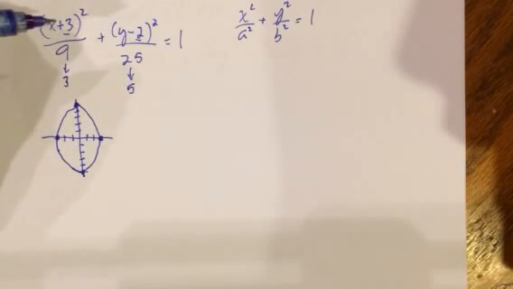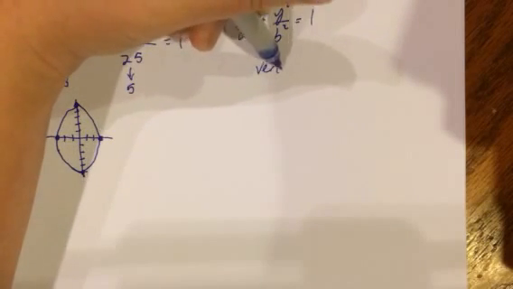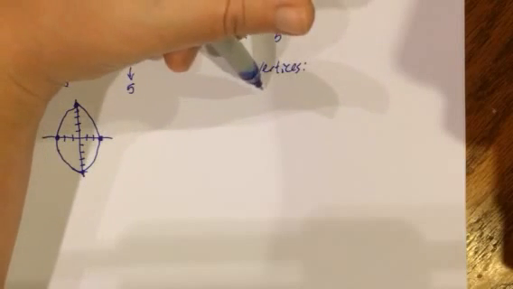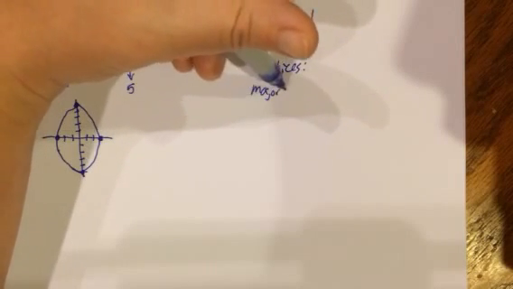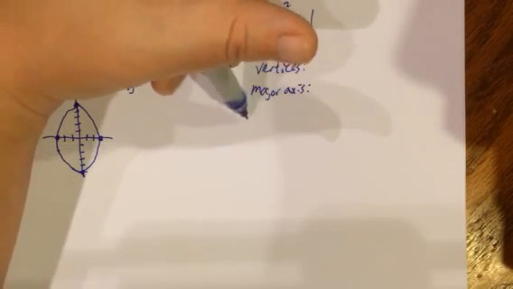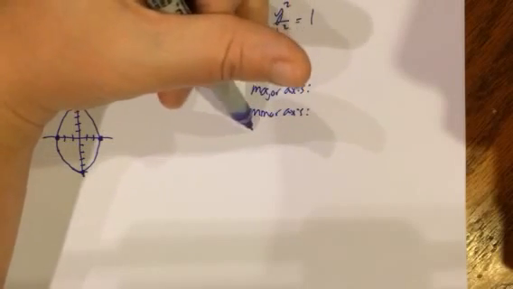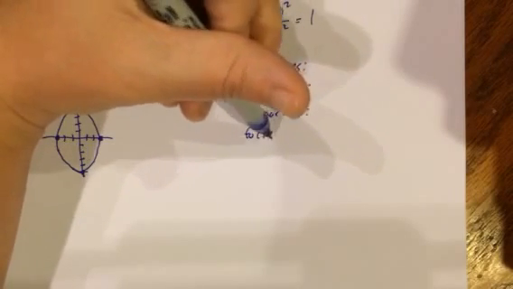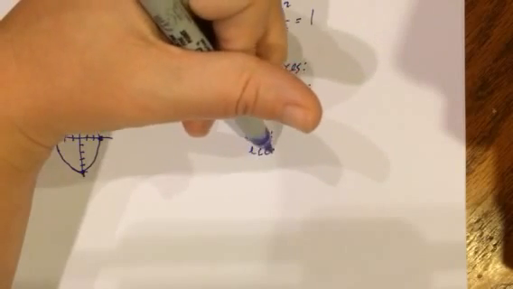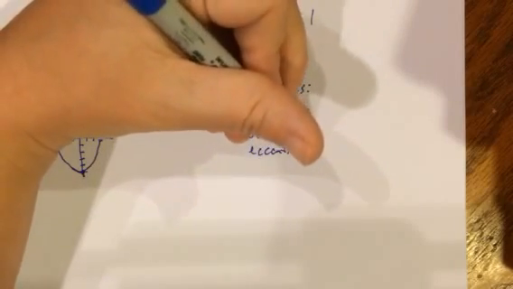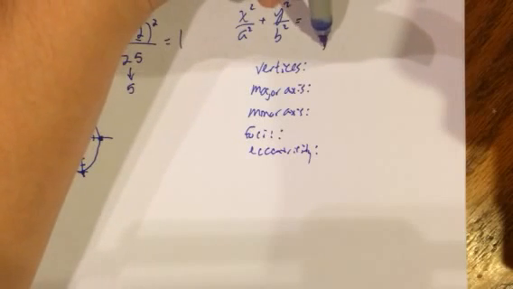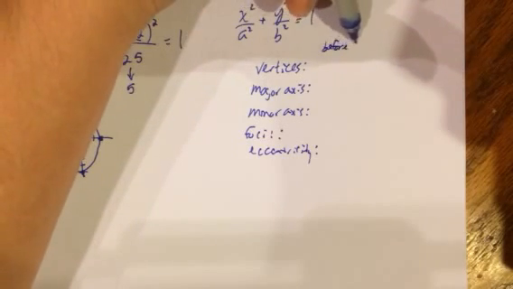Okay, so I'm going to label some stuff, and we'll shift in a minute, but I have vertices, major axis, minor axis, foci, and eccentricity. And we are going to label these things before the shift.